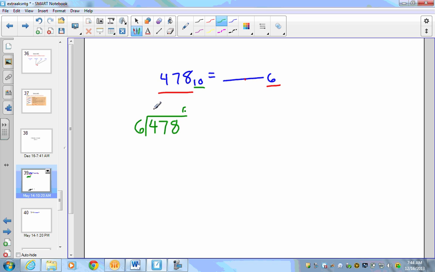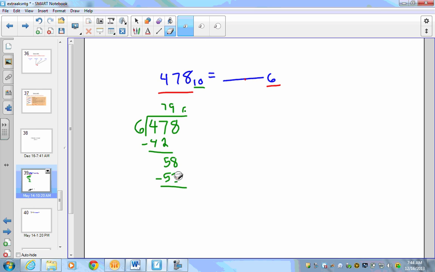So 6 goes into 47. So let me solve this real quick. That's the 7, minus 42. Hopefully you know how to do this. If not, then you might need to do some searching on the internet to figure out how to do this. 6 goes into 58. Let's see, 9 times. Let's see, minus 53, I believe. Oop, that's 54. Early in the morning, my brain's not working at this point in time. All right, so we have a remainder 4.